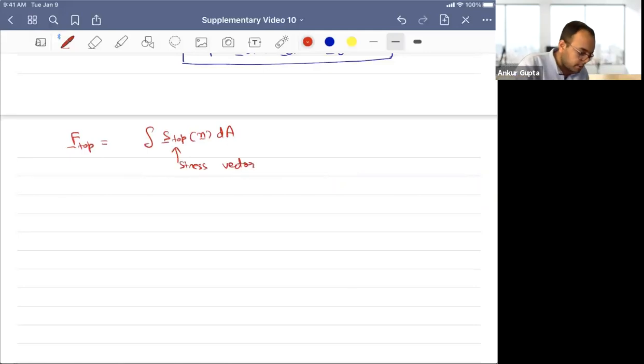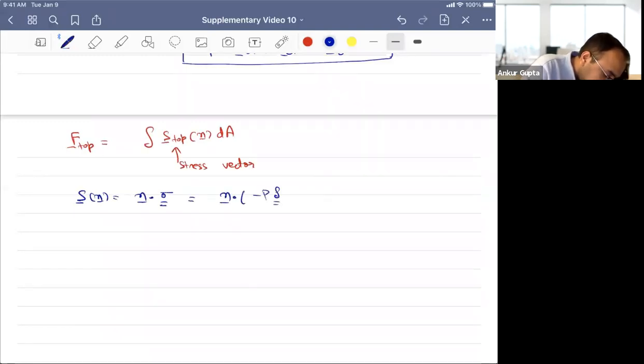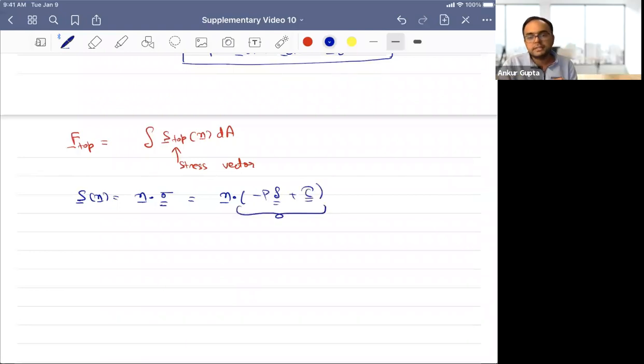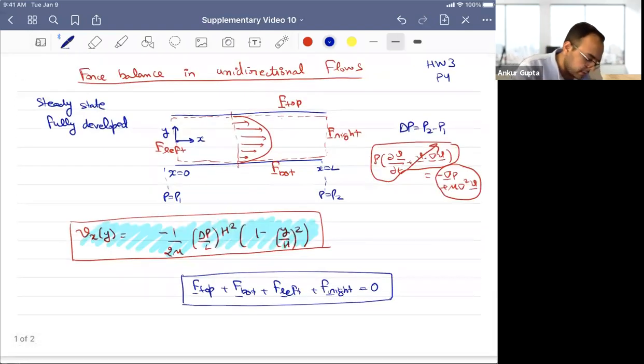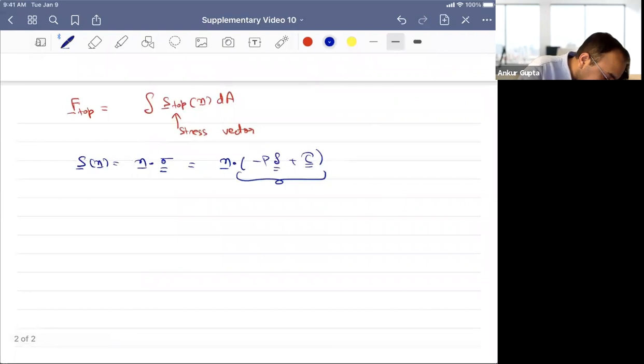And the main important point here, and this S I will write for general, not just for top, is that we know that S of n is n dot sigma, and sigma is nothing but n dot minus p del plus tau here, right? And this matrix here, in this case, is actually a 2 by 2 matrix because it's only two-dimensional, x and y. There's only x and y. We are not talking about a z dimension. So basically, we can write this as minus p 0, 0 minus p, okay?